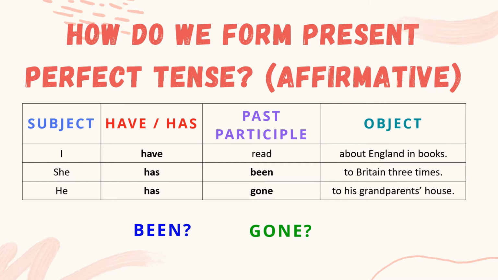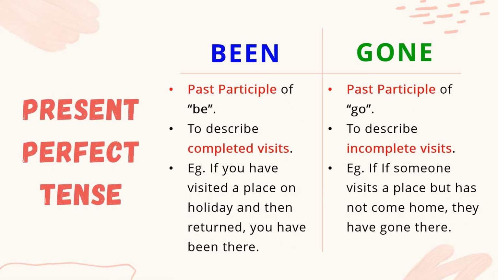As you can see in the previous two sentences, there is the verb been and gone. In present perfect tense, we also use the been and gone, but they are usually used in different contexts. Been is a past participle form of the verb be. It is used to describe completed visits. If you have visited a place on holiday and then you return, it means that you have been there and you have returned. So it shows that it's a complete visit.